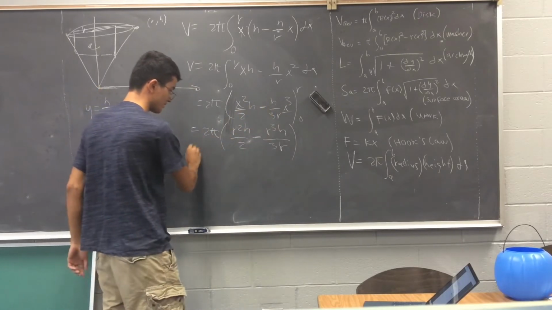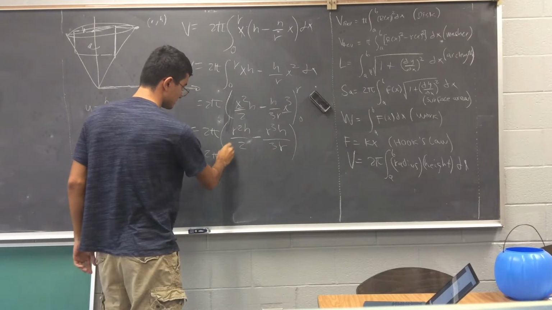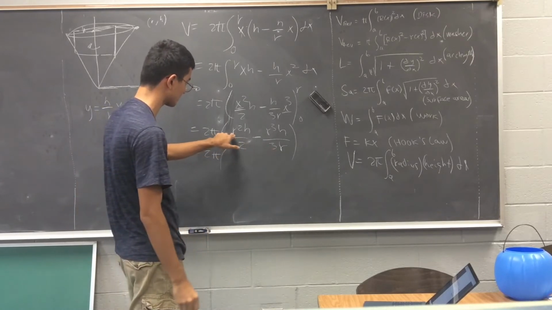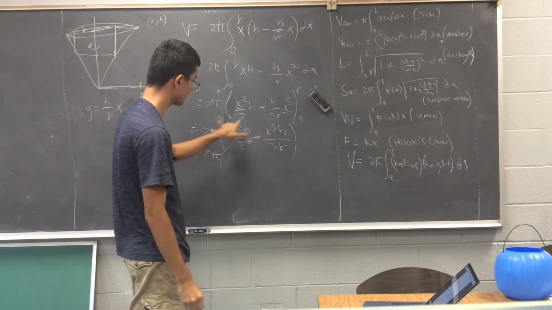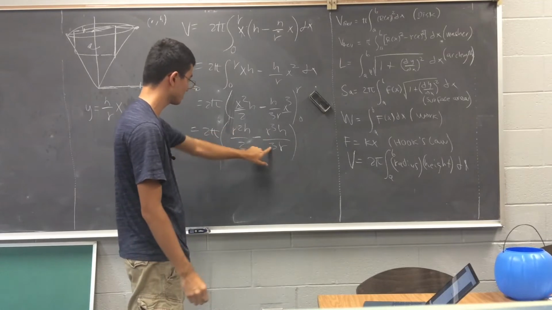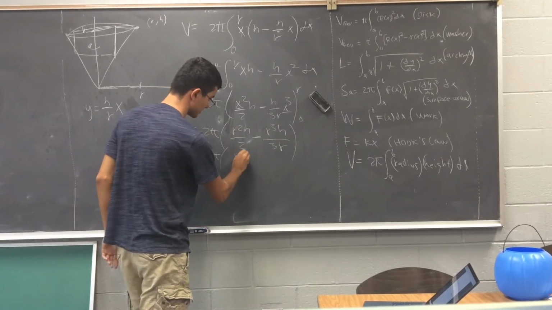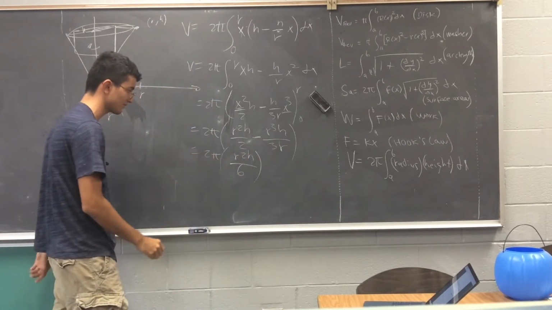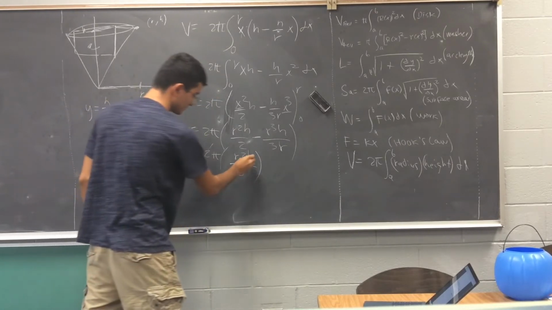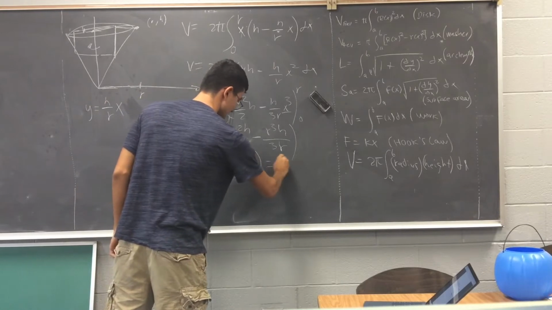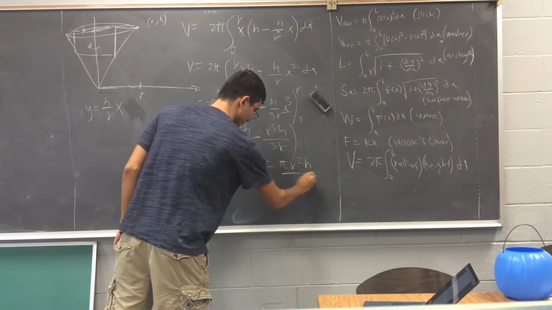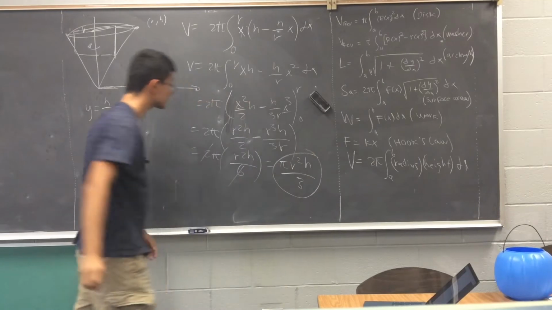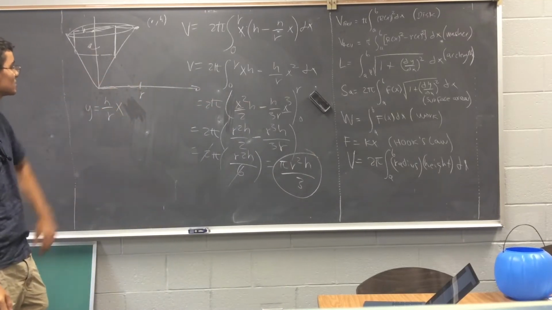So let's see what we get. This is 2 pi times, we multiply by 3 over here, and then times 2 over here, you get 3 minus 2 is 1, 3 times 2 is 6, so that's going to give us r squared h over 6. 2 over 6 is a third, right, because this is divided by 2 is 1, divided by 2 is 3, so that's going to give us pi r squared h over 3. That's the volume of the cone in terms of r and h.